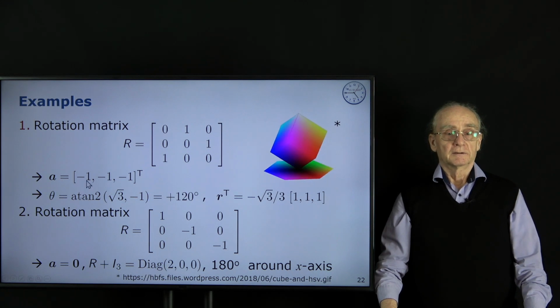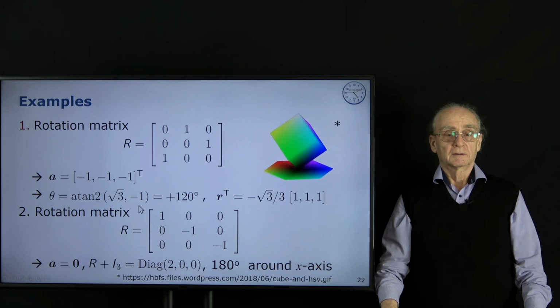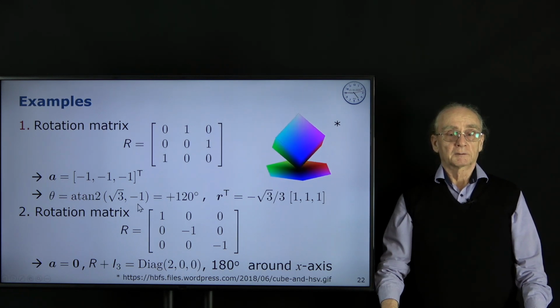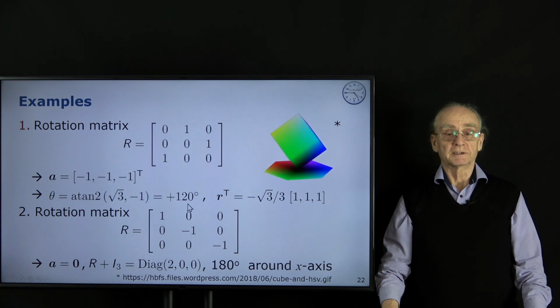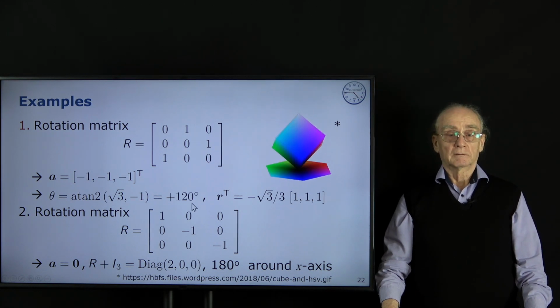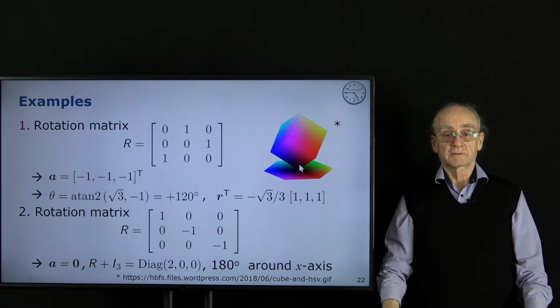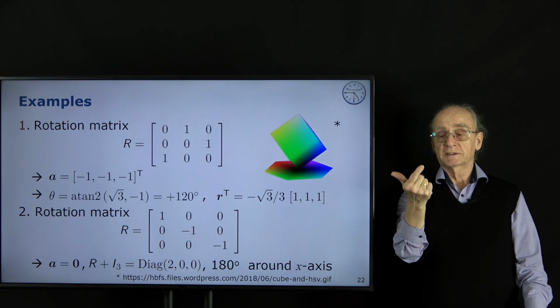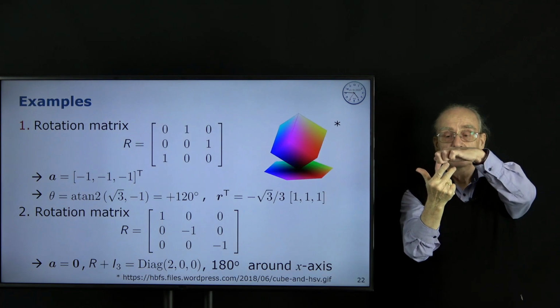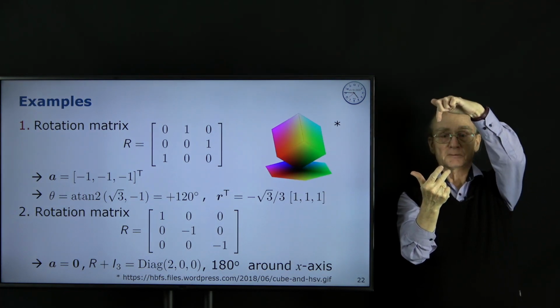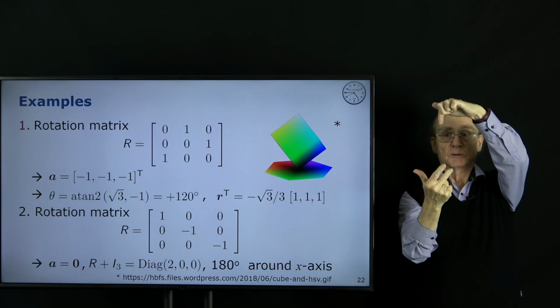Now what is the angle? We see it's the length of this vector multiplied with the trace minus 1. The trace is 0, minus 1 is minus 1. And if we calculate this, we get a rotation angle of 120 degrees. Okay. Can you visualize this? Yes, this is actually what is going on here. So you have a cube with x, y, z looking halfway upwards. That means the vertical axis of this plot is in the direction plus 1, plus 1, plus 1.